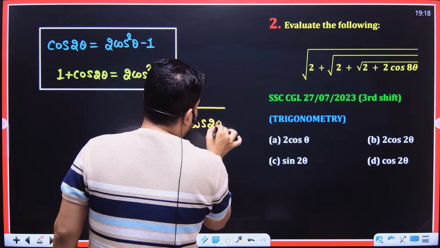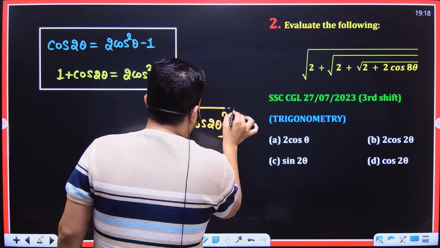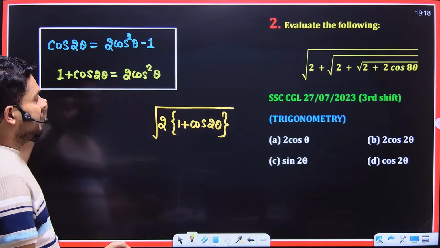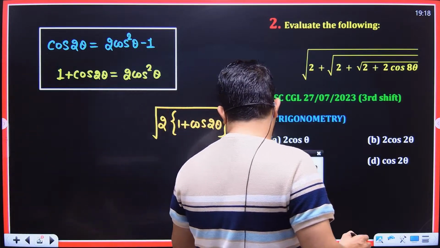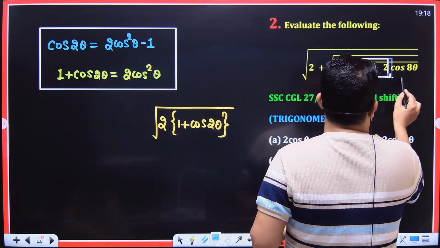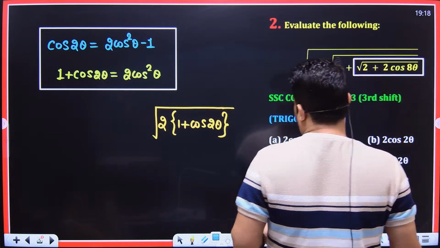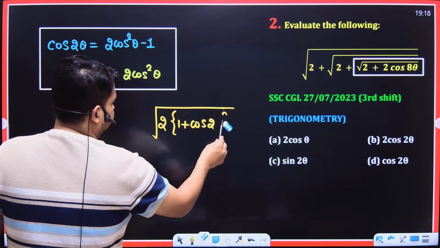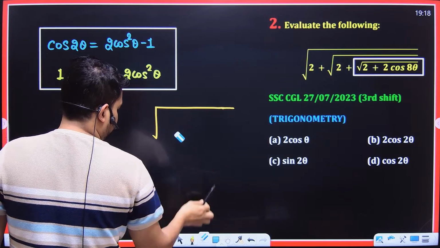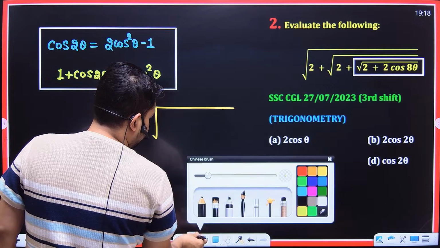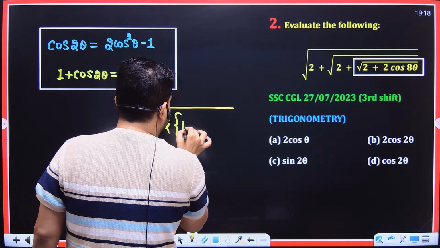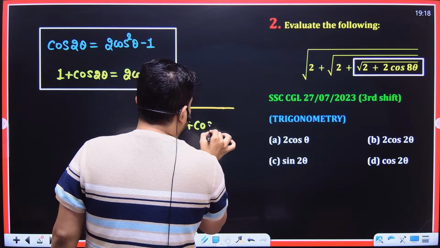We will do this question orally. I am just taking this one. If I take 2 common, then I have 1 plus cos 8 theta.